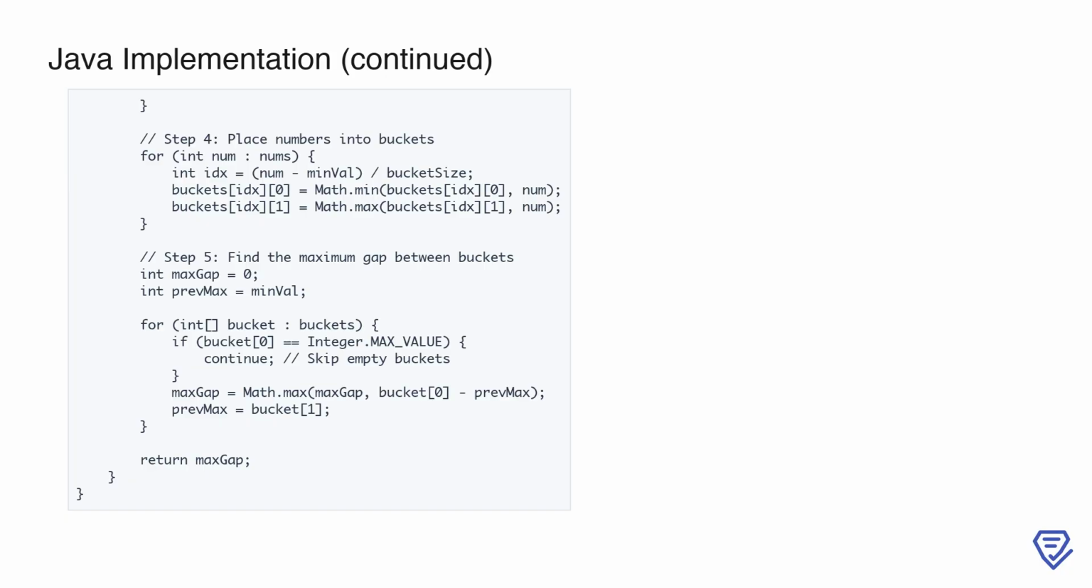Then, we iterate through each bucket. If a bucket is empty, we skip it. For non-empty buckets, we calculate the gap between the previous bucket's maximum value and the current bucket's minimum value, updating the maximum gap if this value is larger. We then update prevmax to the maximum value of the current bucket. Once all buckets are processed, we return the maximum gap as the result. This technique ensures that we achieve efficient computation while maintaining the correctness of the solution.